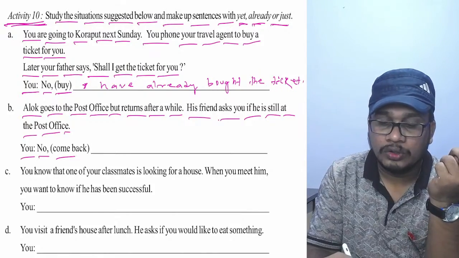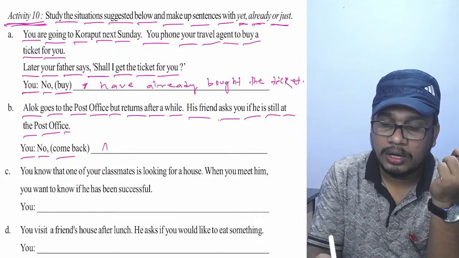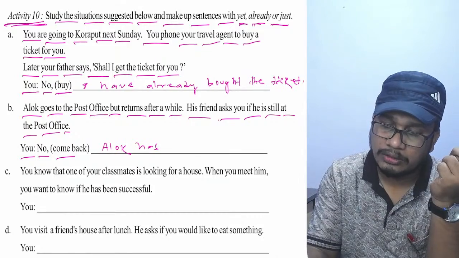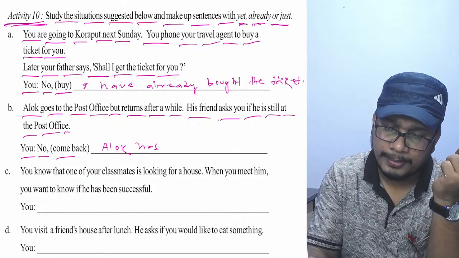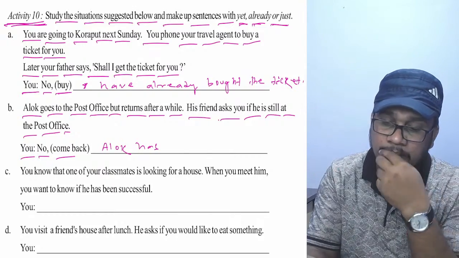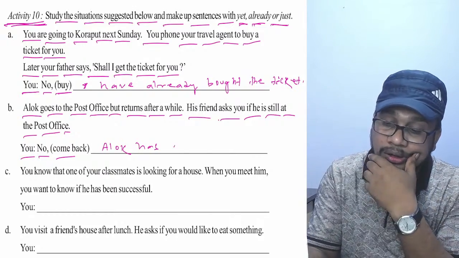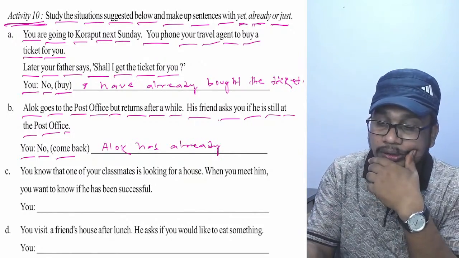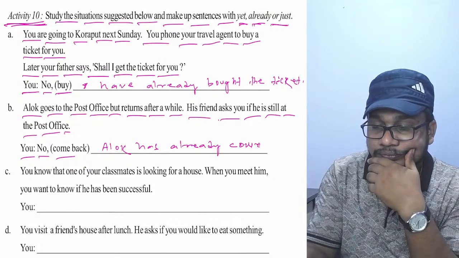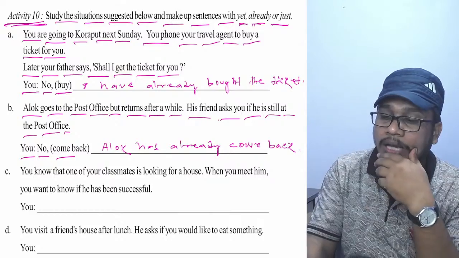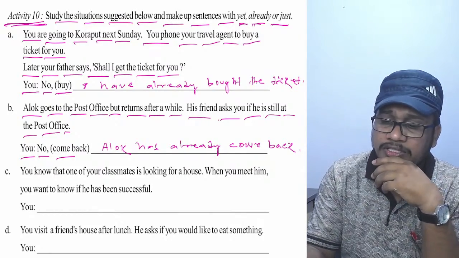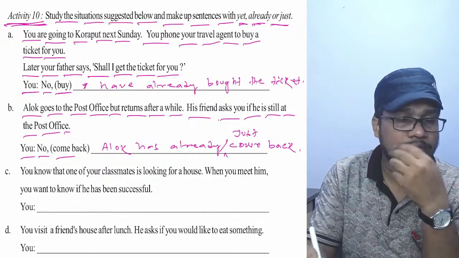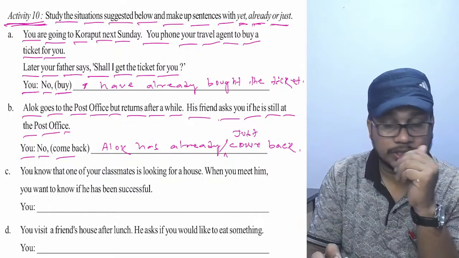You will reply no, Alok is not still at the post office. No, Alok has already come back. So in place of already we can also use just. Alok has already or just come back.